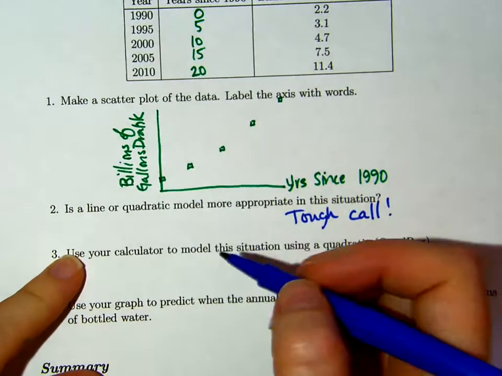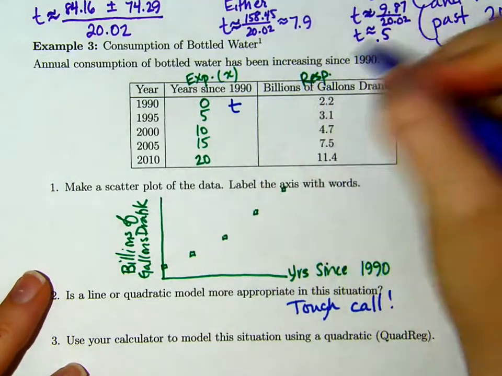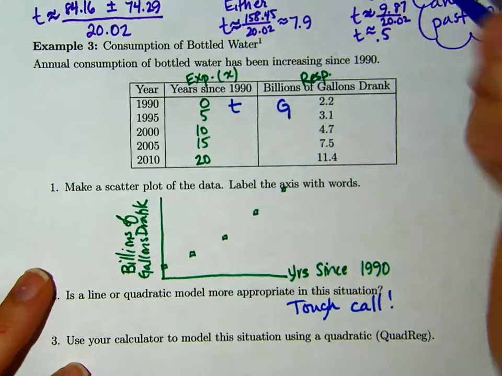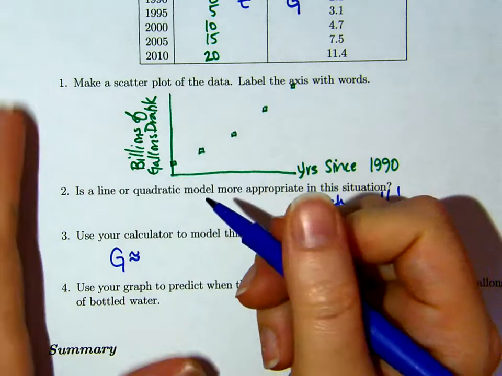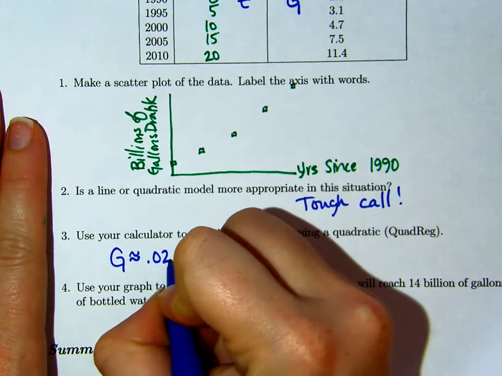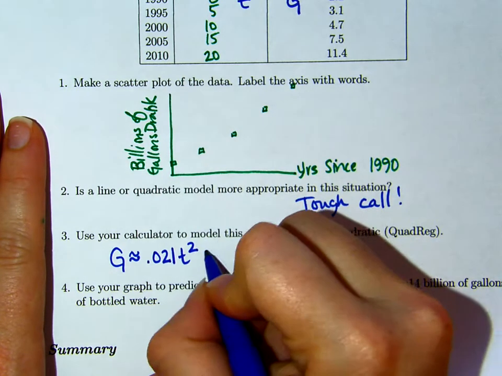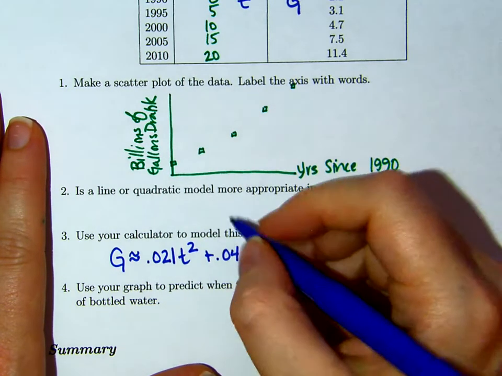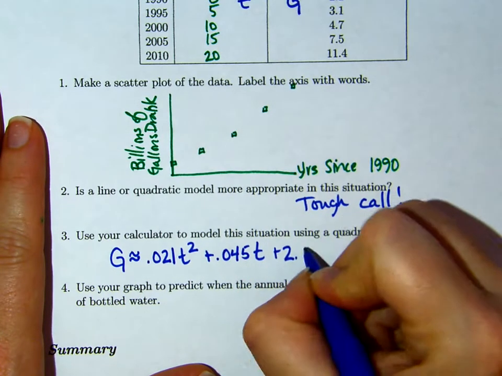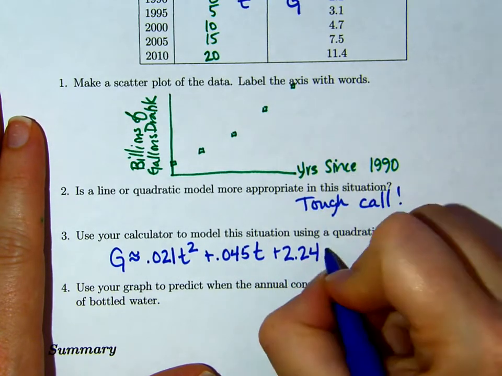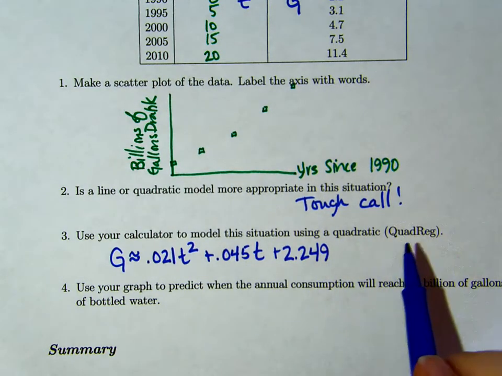Okay, so for number 3, I would say, let's call this T, and let's call this gallons drank. So I would say gallons is approximately 0.021 T squared plus 0.045 T plus 2.249. Okay, so here's using the quadratic regression.